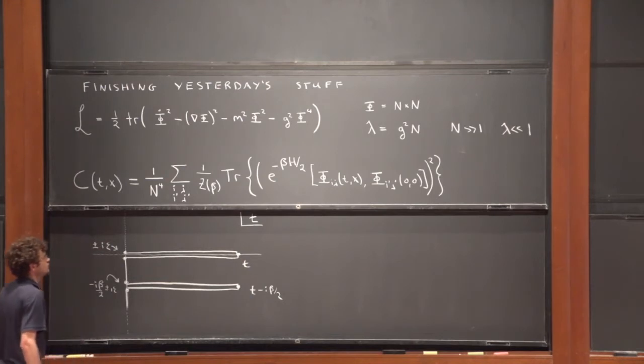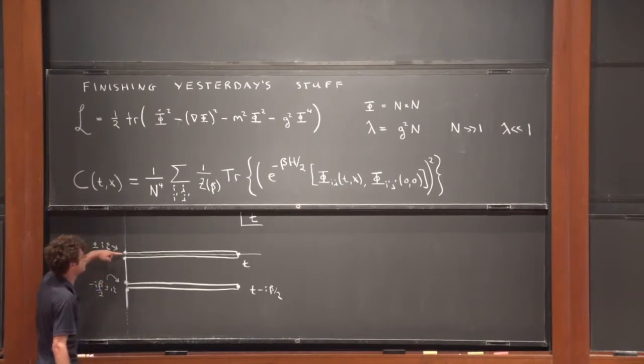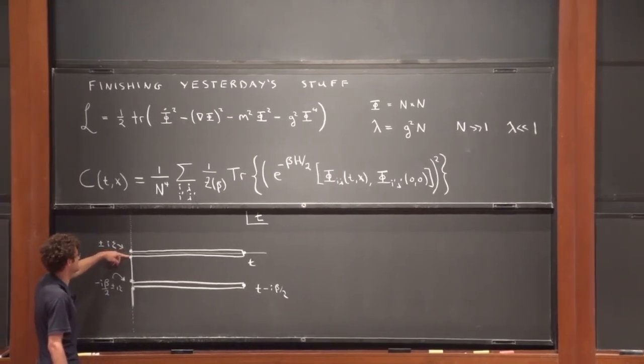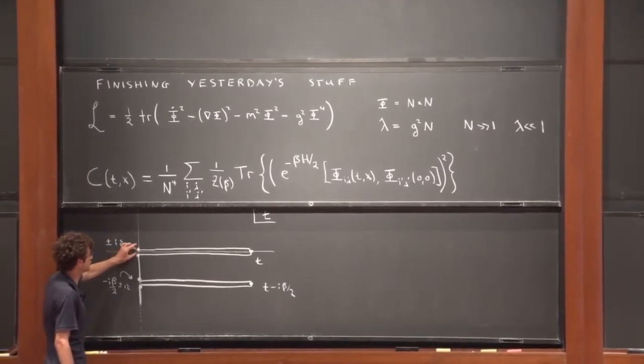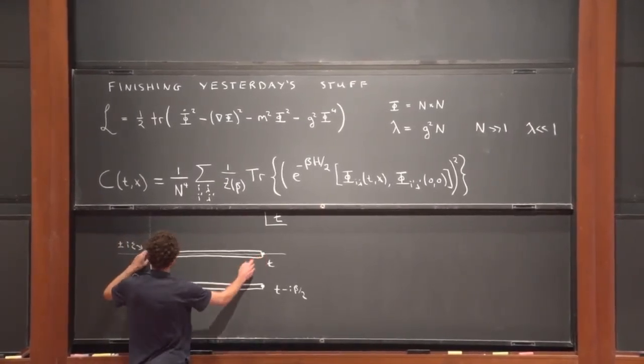And that can be computed using the following contour in the complex time plane. So we insert the phi i prime j prime operators either at plus or minus, one of them at either plus or minus i epsilon. We take the difference of these. That gives a commutator with this operator that's inserted at time t.